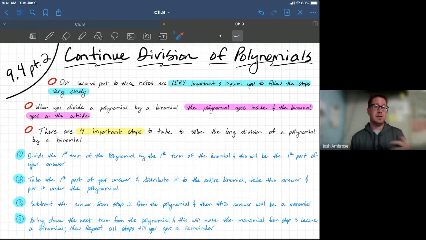So we are continuing with our division of polynomials, but now it's going to look a lot more like long division. Okay, so you guys remember doing long division back in elementary school? Well, we're going to be doing long division, except it's with polynomials. All right, so stay with me. Watch the video very, very closely. As I said, copy down all these notes.